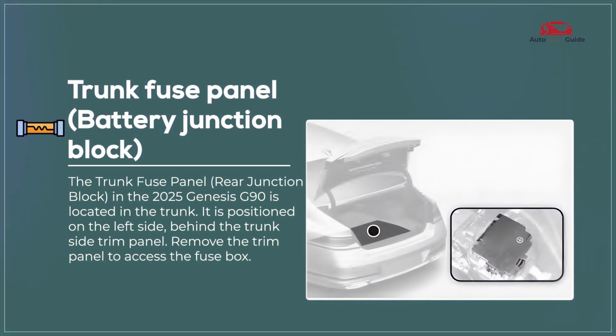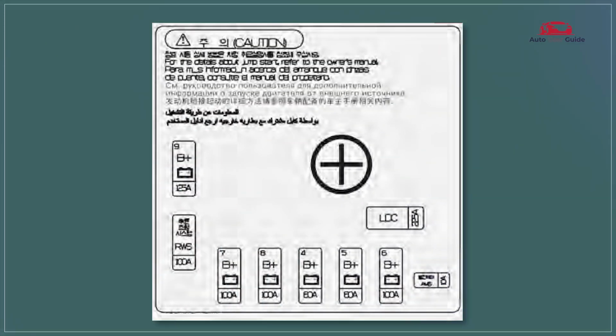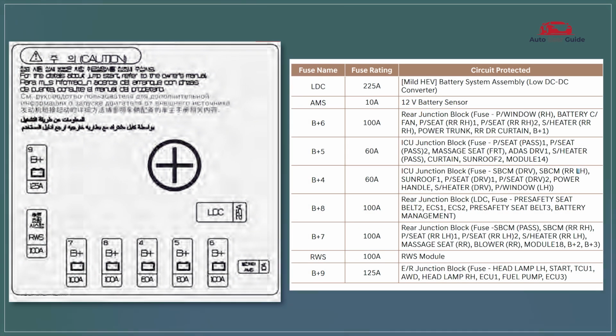Trunk fuse panel, battery junction block. The 2025 Genesis G90 trunk fuse panel, battery junction block, manages power distribution to key trunk systems, including battery connections and related electrical components.